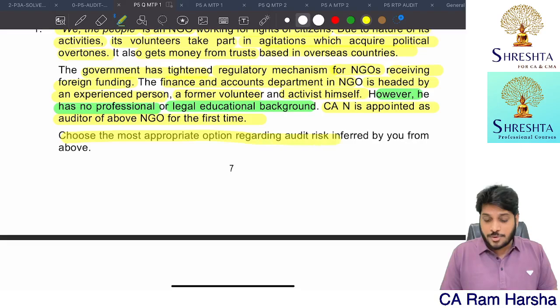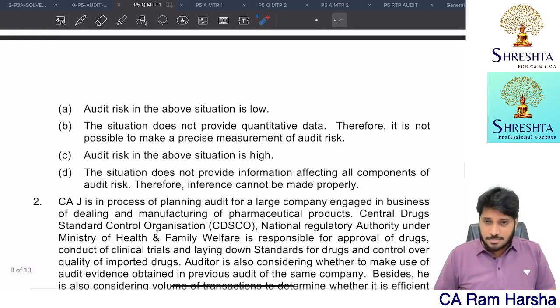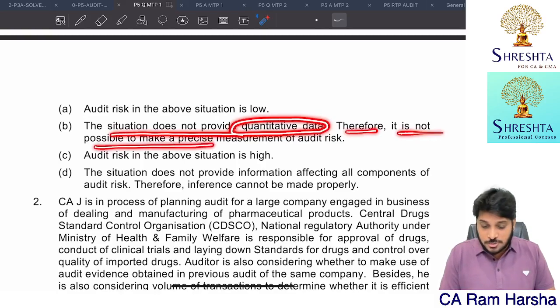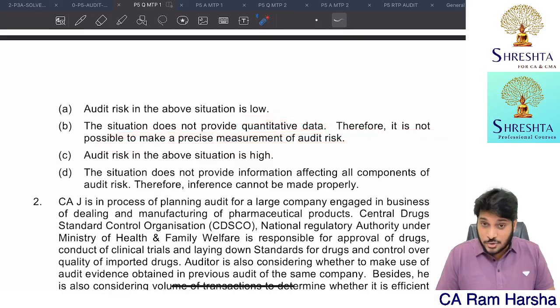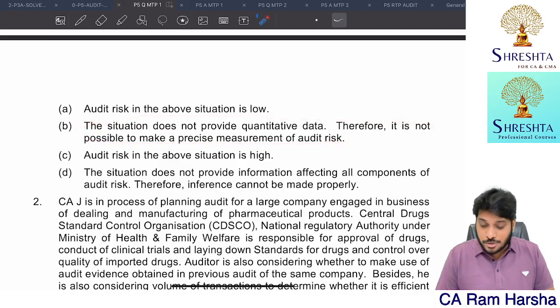Choose the most appropriate option regarding audit risk inferred by you from the above. So from this, what is the audit risk that you felt? Okay, let's look at the answers. Sometimes when you read the question, you will not get it. Audit risk in the situation is low. We'll see the other answers also. The situation does not provide quantitative data. Therefore, it is not possible to make a precise measurement of audit risk. When you read this question for the first time, you will feel this option is much better.